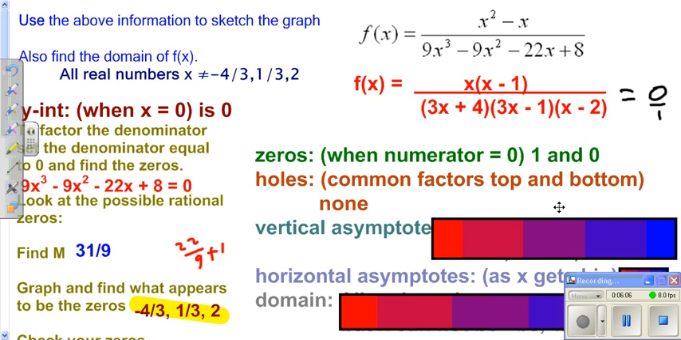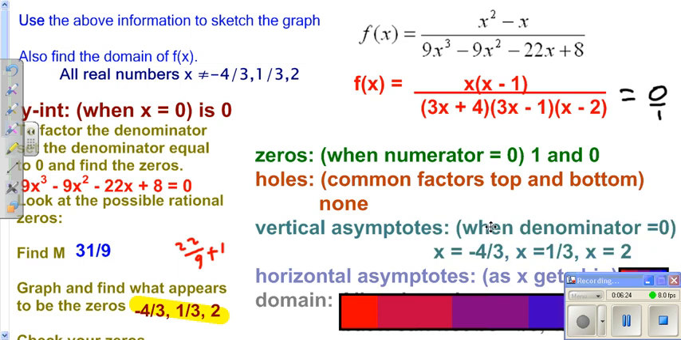Your vertical asymptotes then are just what causes the bottom to be 0. So that would be x equaling 2, x equaling, when you solve this for x, a positive 1 over 3. When you solve this one here, it would be a negative 4 over 3. Those would be your vertical asymptotes.